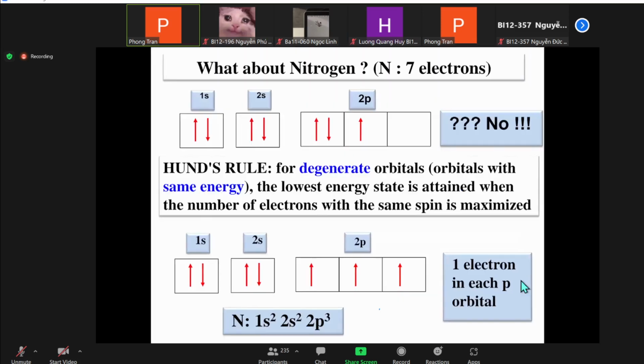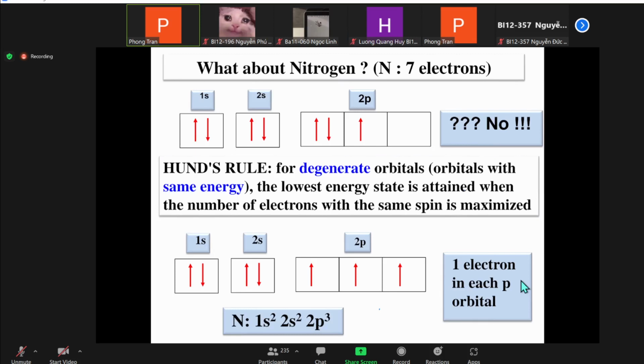So what about nitrogen? Nitrogen has 7 electrons. By the rule, you start from the lowest energy level orbital, so it's 1s. Then you go to the 2s and then to 2p. In the 2p orbital, you have px, py, pz. They are different in direction in space, but they have identical energy, so you don't distinguish px, py, pz in terms of energy.